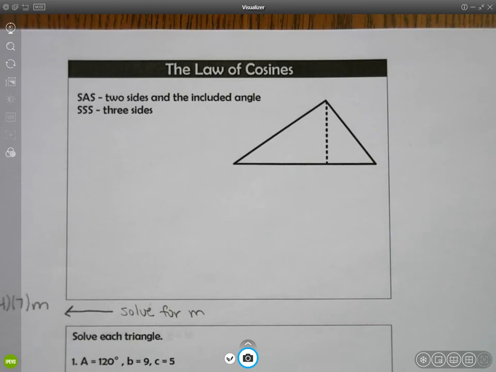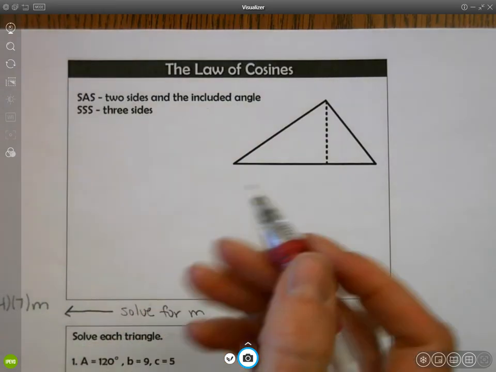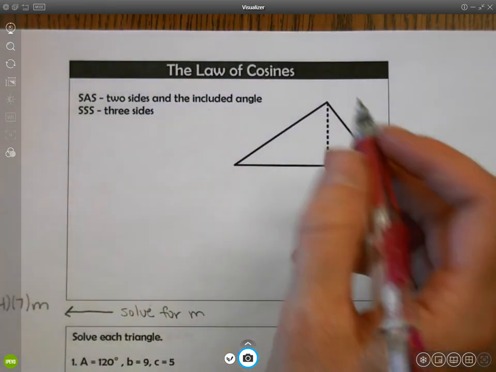If you're given all three sides, or if you're given two sides and the included angle so that you don't have a matching pair, then you're going to use the law of cosines. So just a quick, where does the law of cosines come from? It actually works from the Pythagorean theorem.